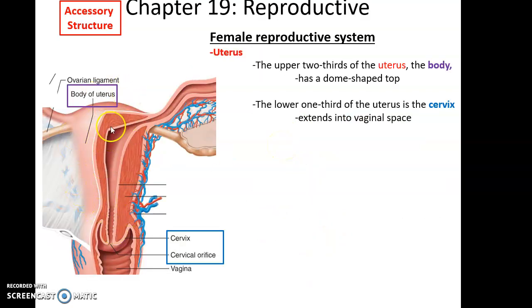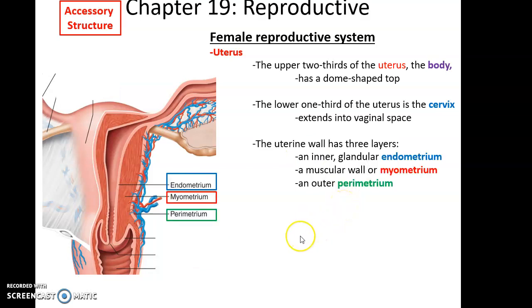The uterus is a muscular organ found in the pelvic cavity. The top 2/3 of the uterus is referred to as the body. The bottom third is the cervix, and the cervix pushes in somewhat into the vaginal space.